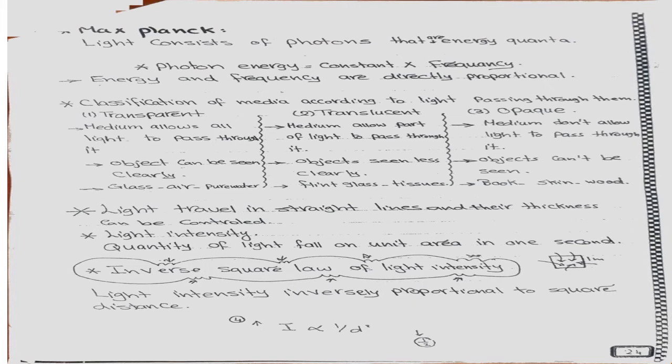Type, what are the properties of some colors? We will take only red and violet. Red and violet are inverse in their properties. Red color has low deviation, low frequency, low photon energy, but it has long wavelengths. Violet color has high deviation, high frequency, and high photon energy, and short wavelengths. يبقى red has long wavelengths and violet has short wavelengths. Okay.